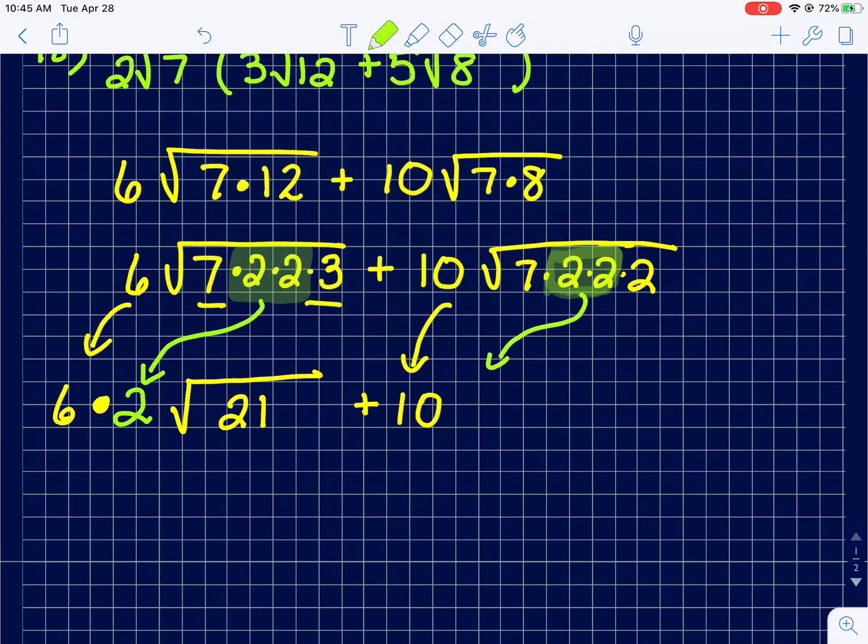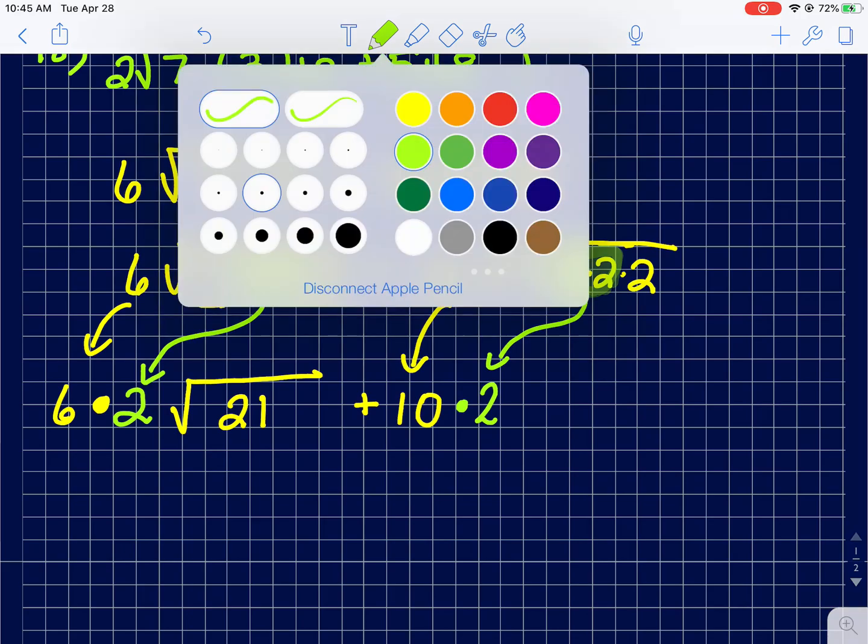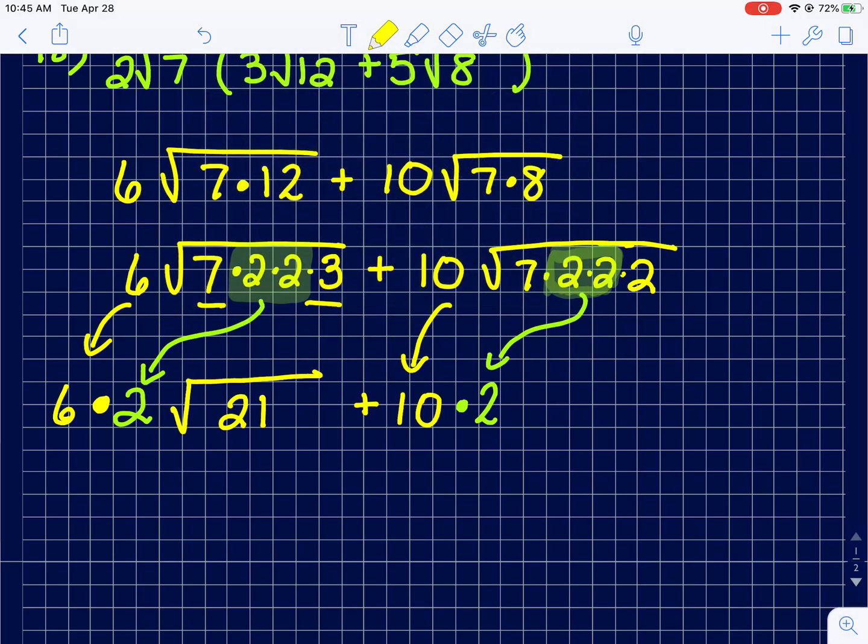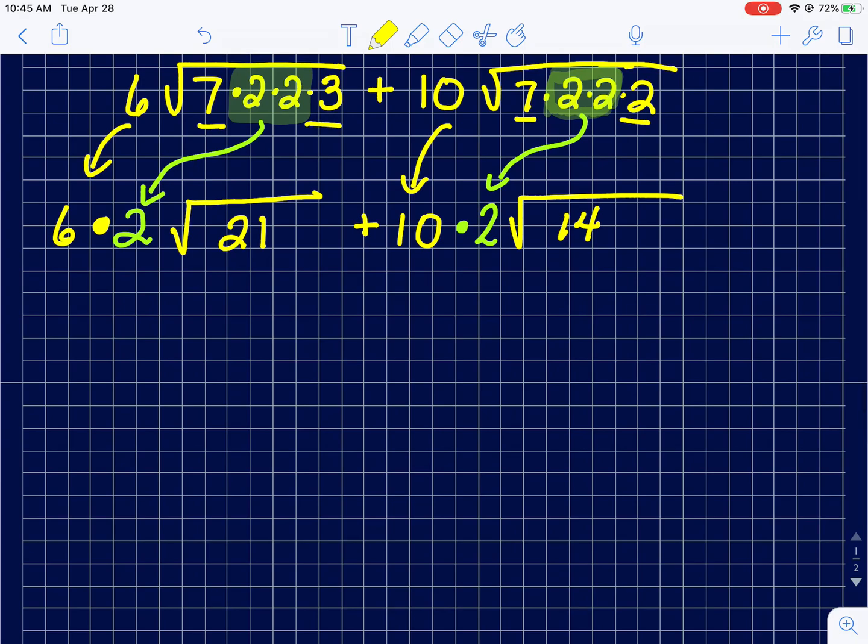They're going to get multiplied by the 10 on the outside. Now you don't have to do this in 3 or 4 steps. You could do this in 1 step, but I'm showing you each step. And then left behind inside this one is a 7 and a 2. So 7 times 2 is 14. So let's simplify. 6 times 2 is 12. So we have 12 root 21.